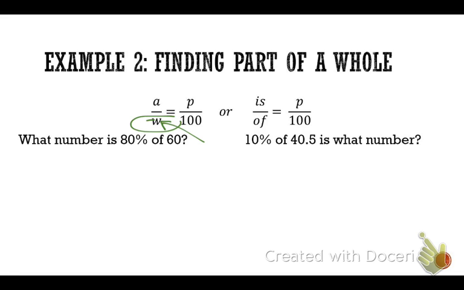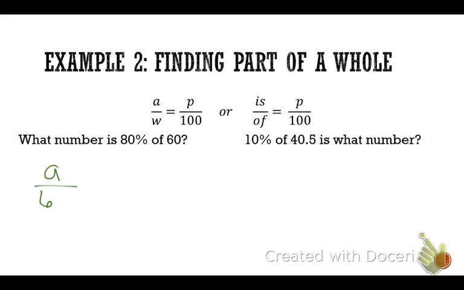Whole. W is the whole. So if it says "of," W is the variable that I use. Sorry if I didn't clarify that on the last one. If I'm solving for the part, I use A for my variable.